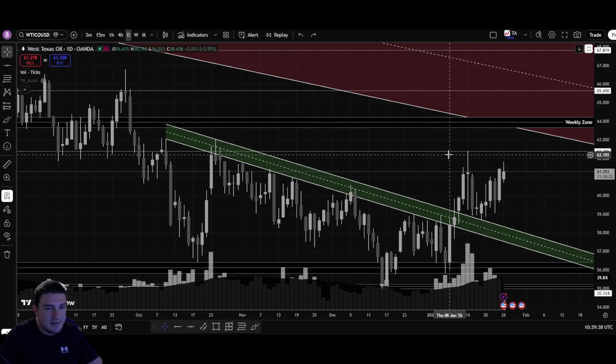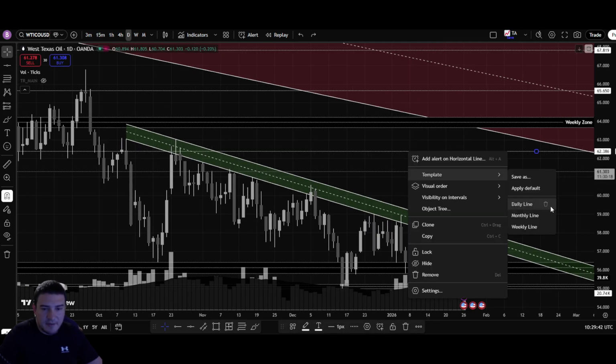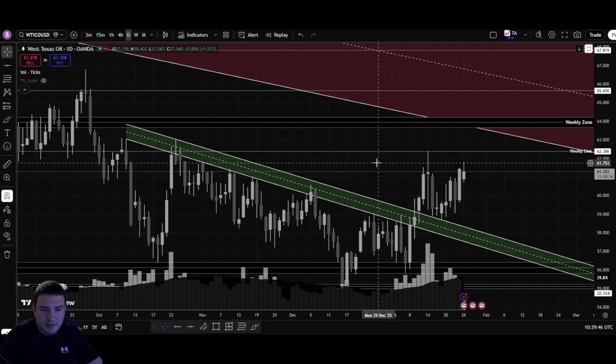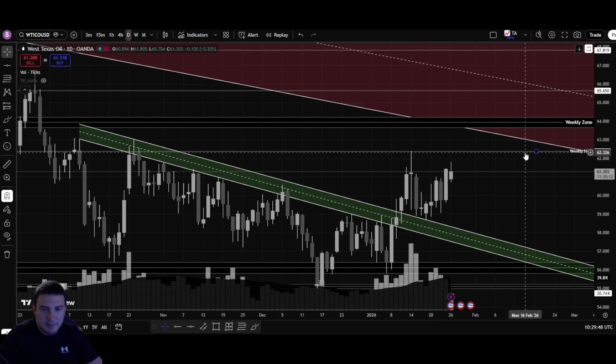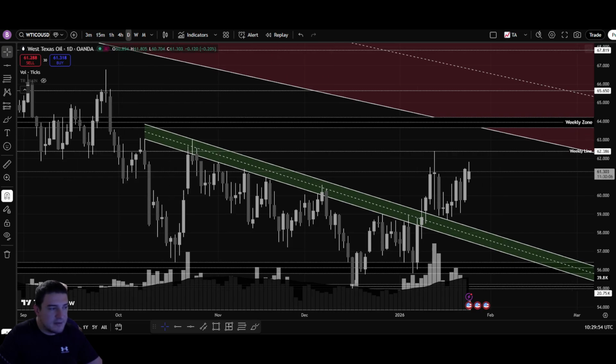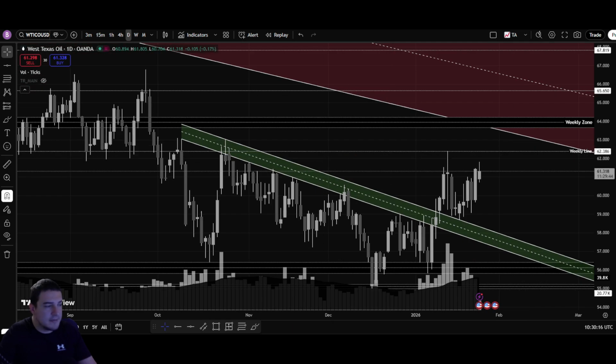Looking okay, but we have a big test ahead of us. Also, we have this weekly line coming up here. So that's oil. Nothing much except more upwards movement, and wait for this weekly line, the weekly zone, and the huge upper trend line to come into play.